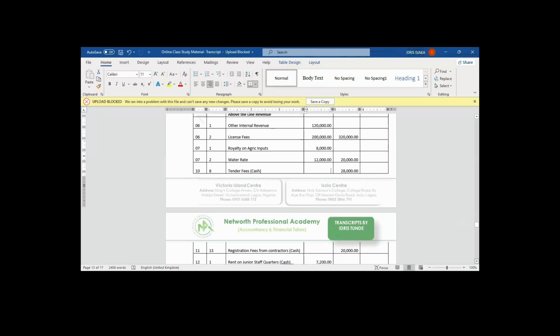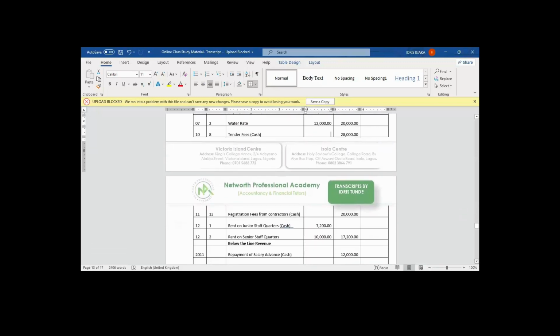Head 11, registration fee from contractor. That one too has only one item. I put it under the subtotal. But head 12 has 2 items. One of the items is rent on junior staff quarter. I put it under amount. Rent on senior staff quarter. I put it under amount. After that, I will total the two to give me 17,002. I will now put it under what? Subtotal.